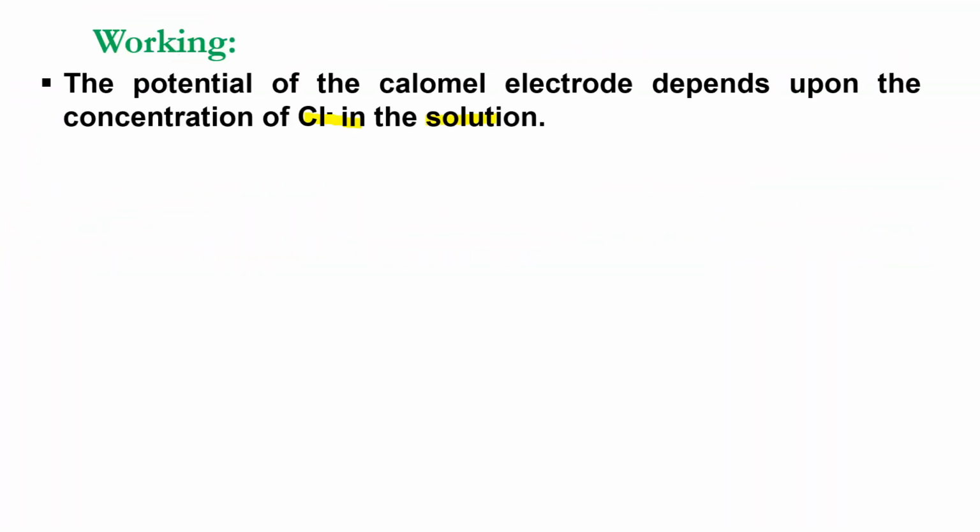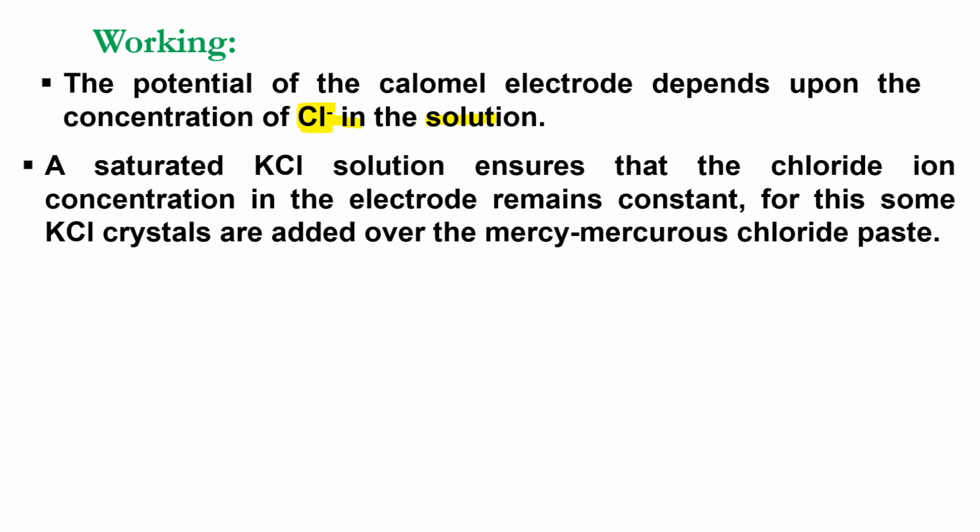Working. The potential of the calomel electrode, or saturated calomel electrode, depends upon the concentration of chloride ions. A saturated chloride solution ensures that the chloride ion concentration in the electrode remains constant. To make the concentration of potassium chloride constant, a saturated solution is used. For this, some potassium chloride crystals, which are solid, are added over the mercurous chloride paste.